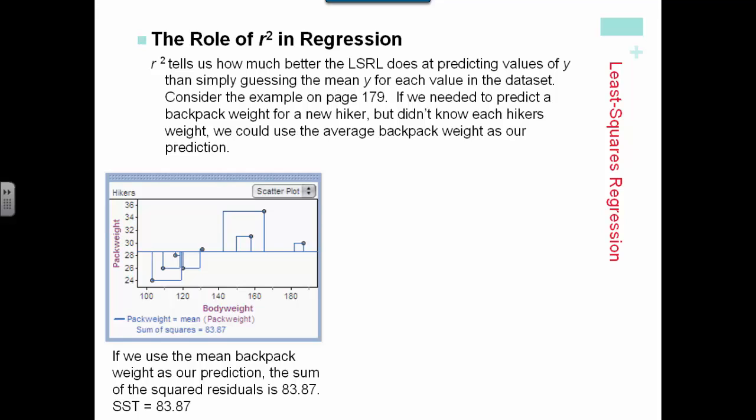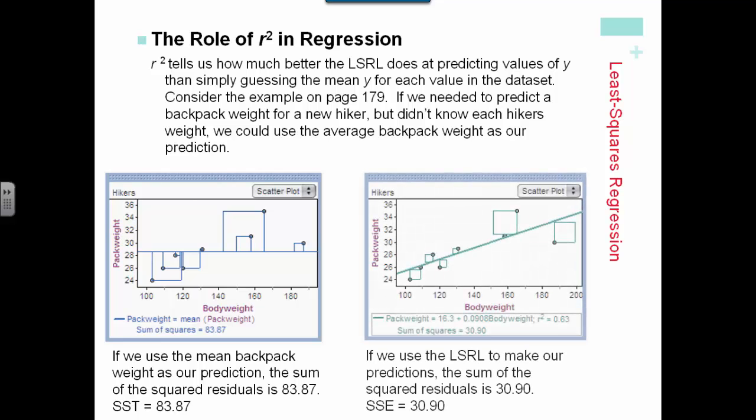The sum of the squared residuals is given as 83.87. If we use the least squares regression line, the sum of the squared residuals was 30.90. So we have our SST and our SSE, which is again the sum of the squared residuals from the mean versus the sum of the squared residuals from our predicted values.